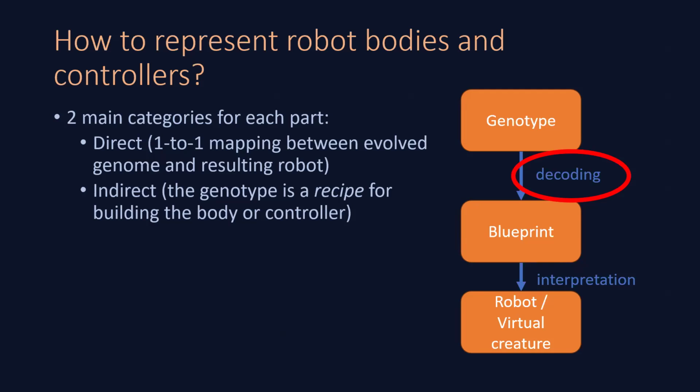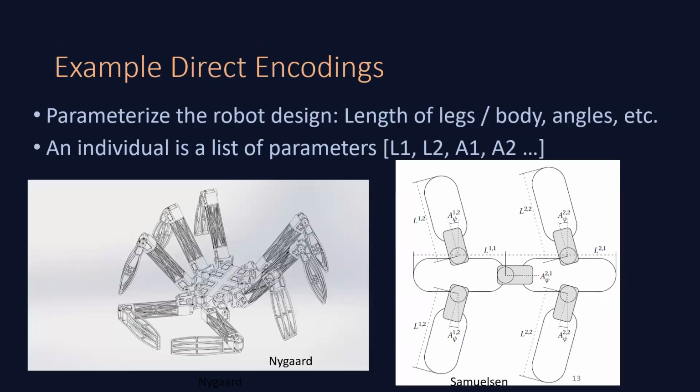So there's more of a decoding process, or a step-by-step building process, that we have to follow to go from our genome to the finished robot. And so the main difference lies in this step here. How do we decode this genotype to make it into the blueprint for building our robot? We'll see some examples to make it clear.